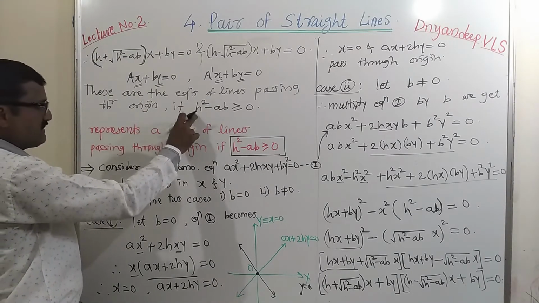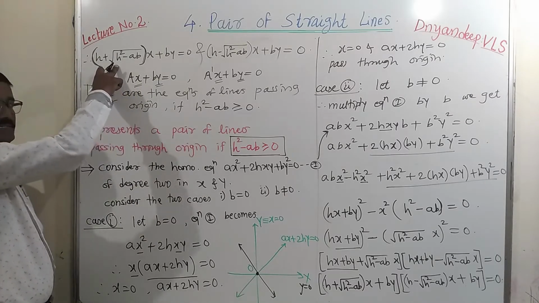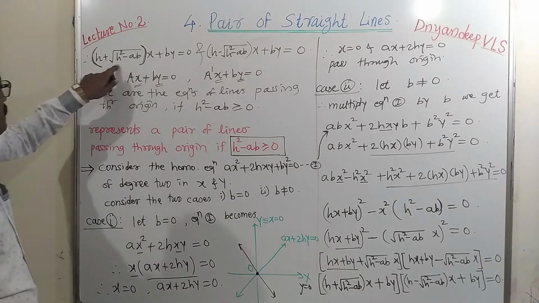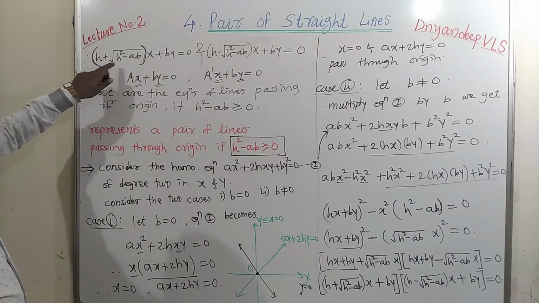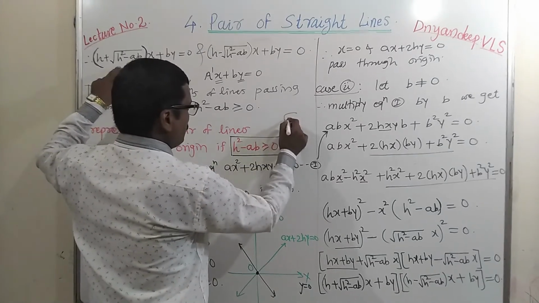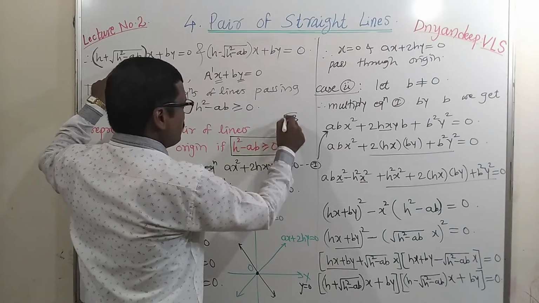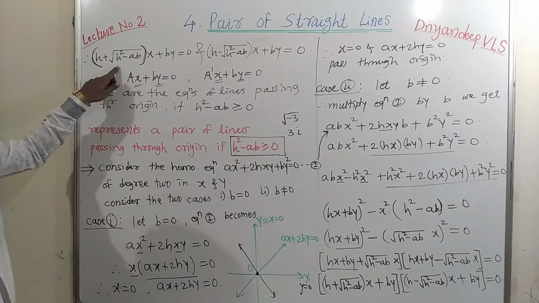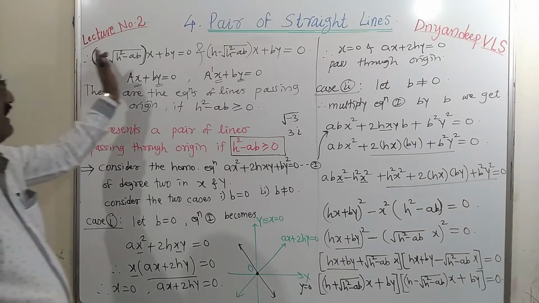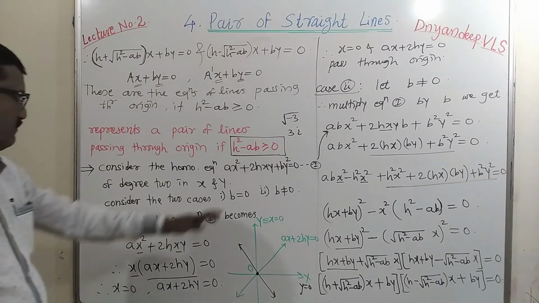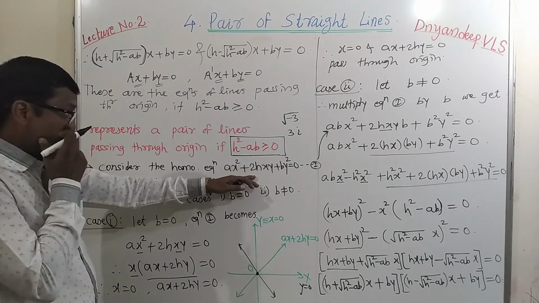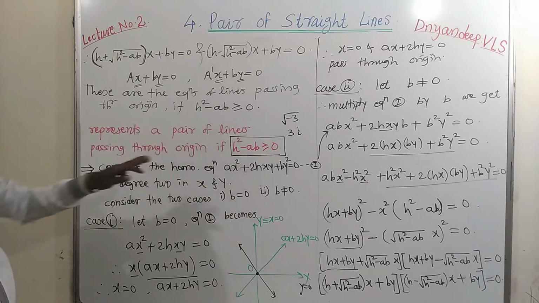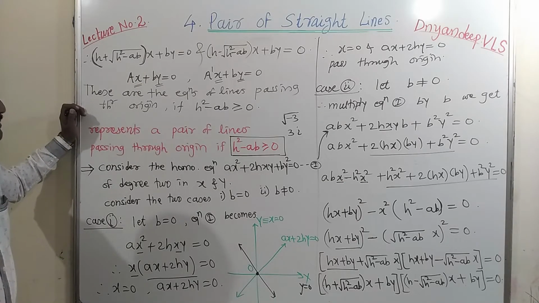This is under the condition that root of h square minus ab is defined, that is h square minus ab is greater than or equal to 0. If h square minus ab is negative, then it is the square root of a negative number, suppose root of minus 9, then this will be an imaginary number. This will be 3i. So it will be an imaginary number, so the lines do not remain real. This equation is the equation of a pair of lines if h square minus ab is greater than or equal to 0. So that is the simple proof of this theorem.